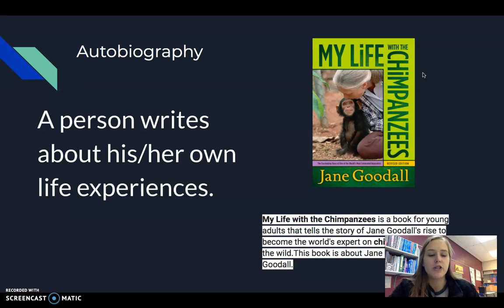It says, My Life with Chimpanzees is a book for young adults that tells the story of Jane Goodall's rise to become the world's expert on chimpanzee behavior in the wild. This book is about Jane Goodall and is also by Jane Goodall. So she is the author. The book is about her. It makes this an autobiography. Please go fill in your notes now.